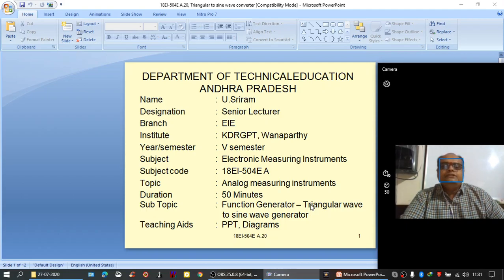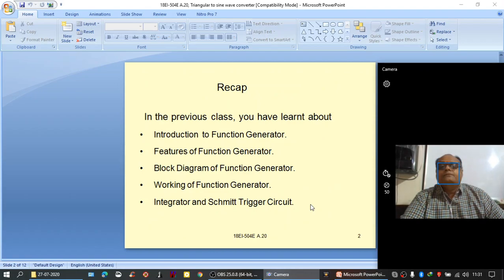Before we look into the present topic, let us try to recollect what all we have seen in the last topic. In the last topic, we have seen what is a function generator, what are the features of function generator, block diagram of function generator, working of function generator, and integrator and Schmitt trigger.